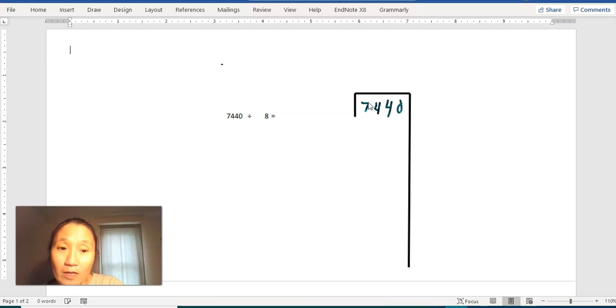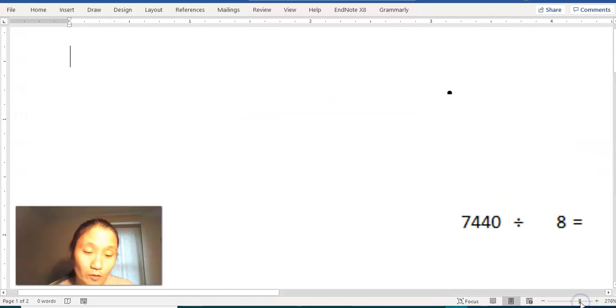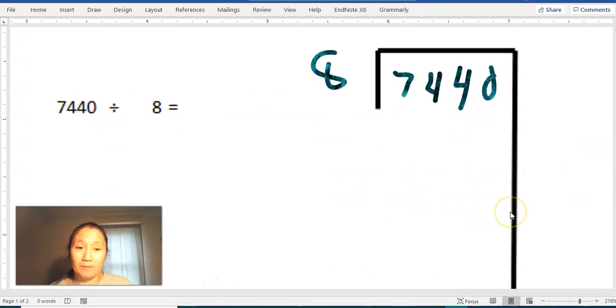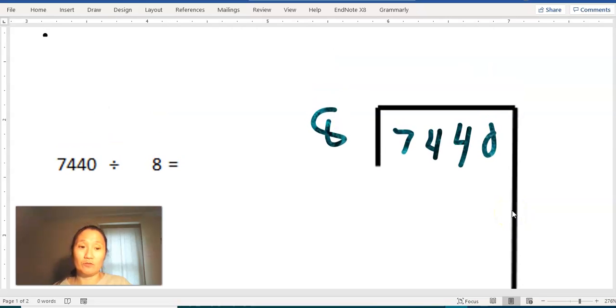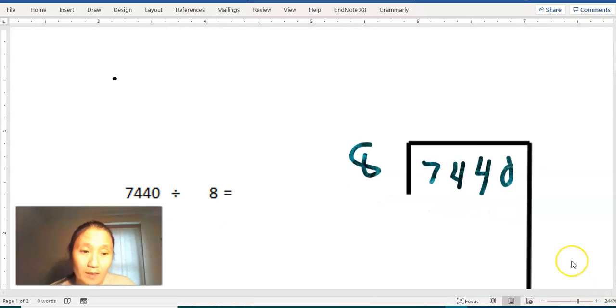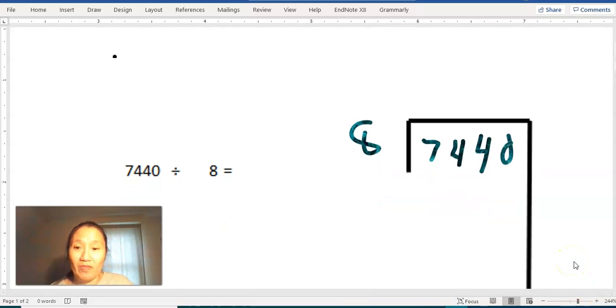7,440 here, and put our 8 out here. I'm going to make this just a little bit bigger so that you can see it, and make it just a little bit easier to read. Probably not quite that humongous. Okay, so I have my number there. Now I'm going to underline the 74. So 8 times what gets you close to 74?